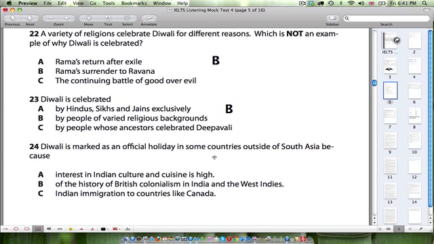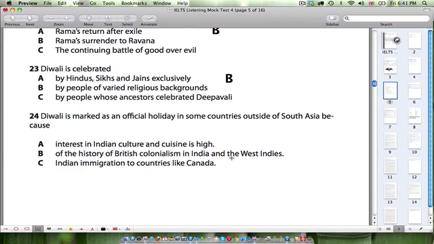Diwali is marked as an official holiday in some countries outside of South Asia because interest in Indian culture and cuisine is high. Could be, but there's no mention of that. The history of British colonialism in India and the West Indies. Yes, likely, because they mention that this brought with it certain cultures, certain cultural practices and religious practices. So likely number B, Indian immigration to countries like Canada. No real clear mention of that. The answer here is B.